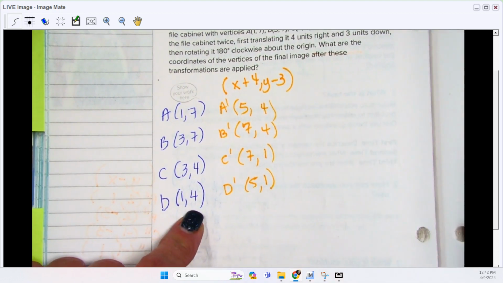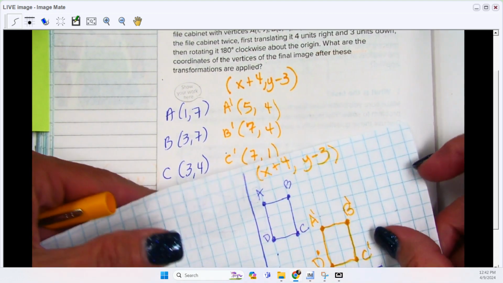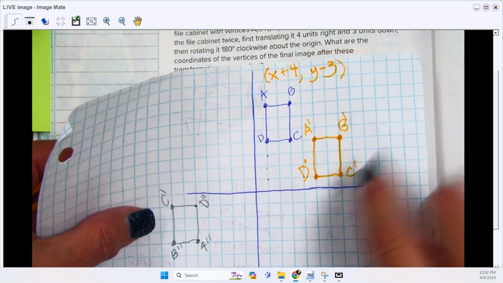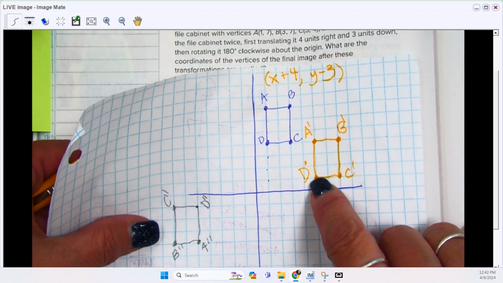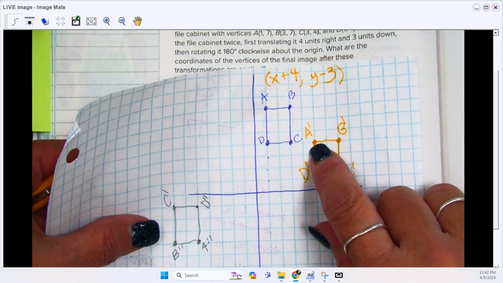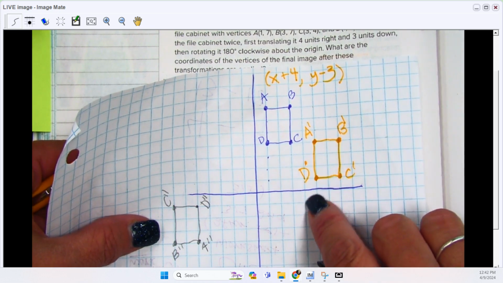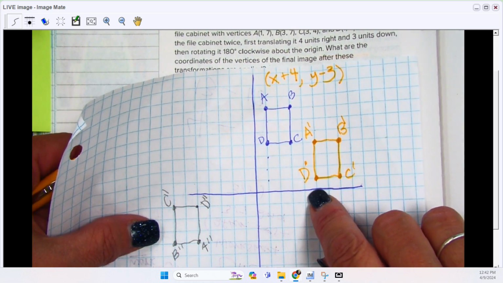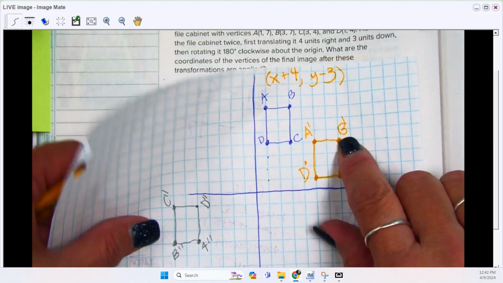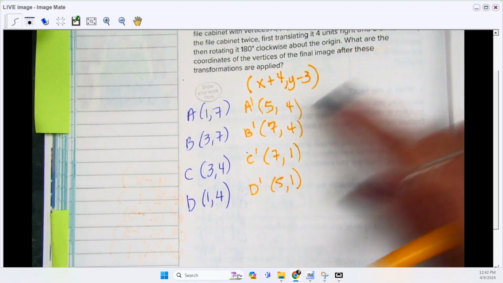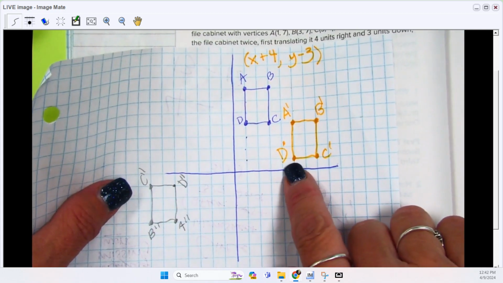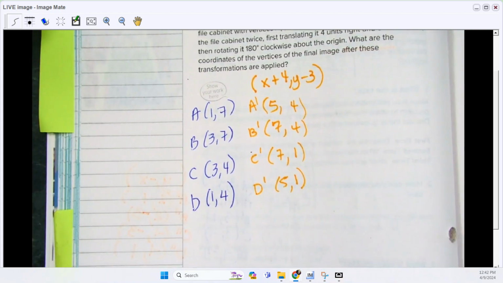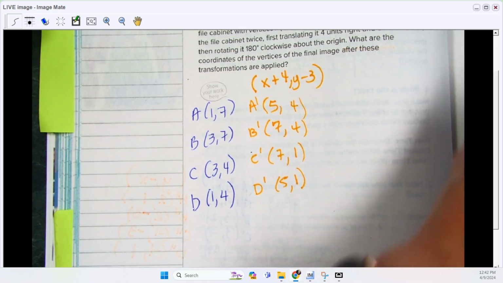Okay, so let's look at my picture. Okay, 5, 4. 1, 2, 3, 4, 5. Up 1, 2, 3, 4. Okay, so then this is 5, 6, 7, 4. 7, 4. 7, 1. 5, 1. So yay, we did the right thing.